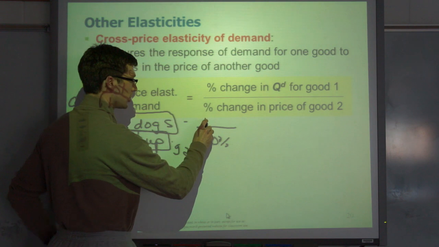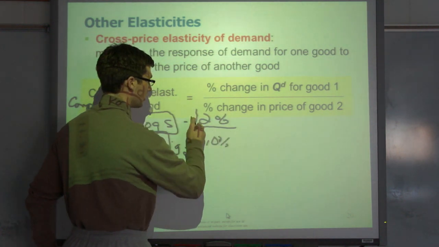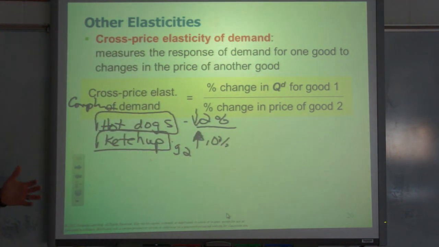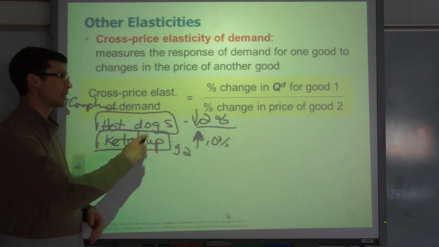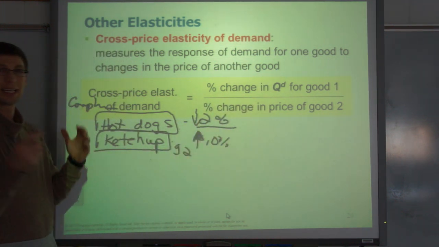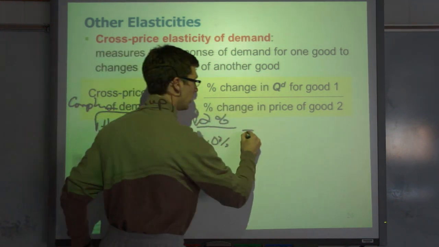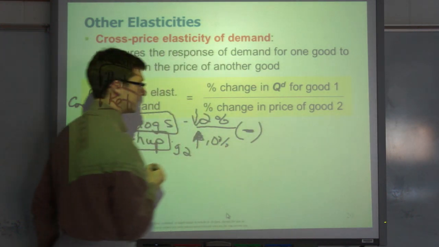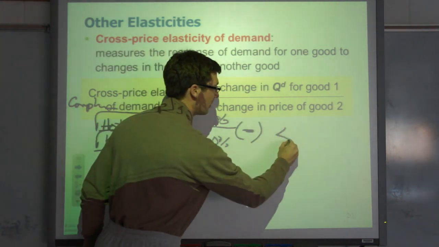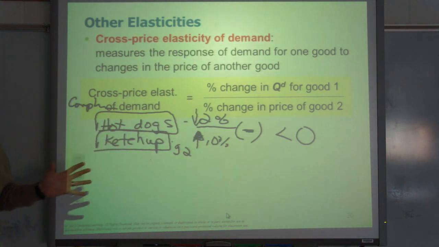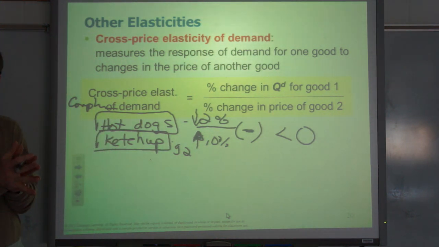So I don't know what the percentage change is. Maybe it's a 2% decrease in hot dog consumption with a 10% increase in the price of its complementary good, ketchup. Regardless, the number you get is negative. Anytime you get a cross-price elasticity that is less than 0, it is a negative number. You know those goods are complementary. But that's not the only relationship we have between goods.